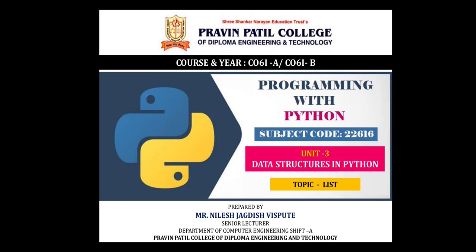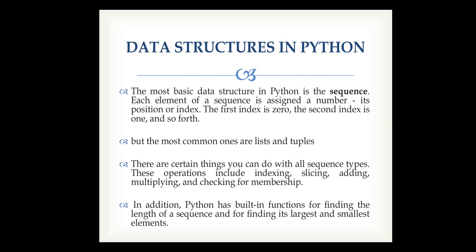Hello dear students, today we are going to see our third unit, that is data structures in Python, and today's topic is list. So basically we are going to learn different data structures in Python. The most basic data structure in Python is the sequence. Each element of a sequence is assigned a number. It's a position or index.